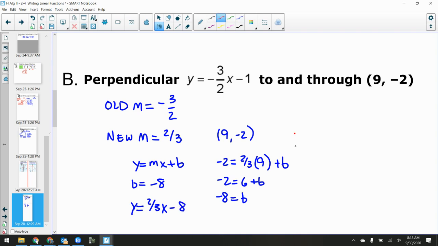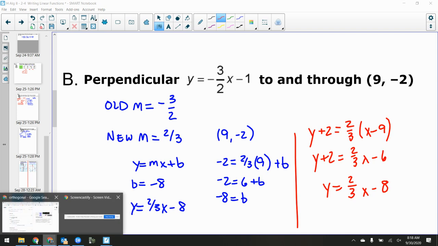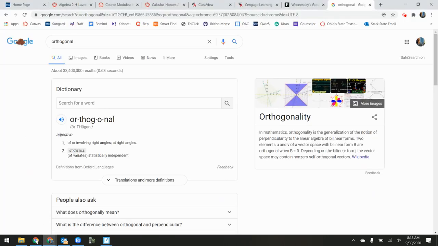For you point slope people out there, y plus 2, plus because this is minus a negative, is equal to 2/3 times (x minus 9). And then you say y plus 2 is equal to 2/3 x minus 6. We subtract the 2, 2/3 x minus 8. Let's stop the video. All right, there we have it for today. Orthogonal. That's a fun word.